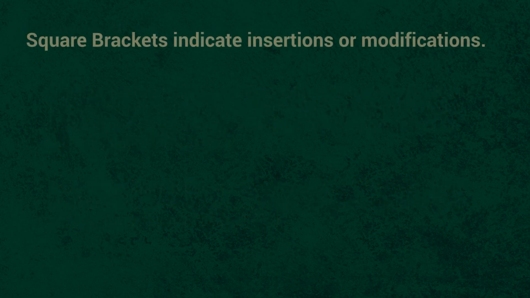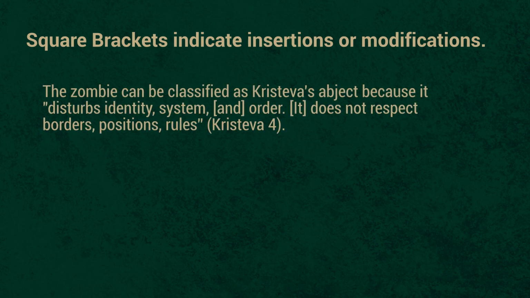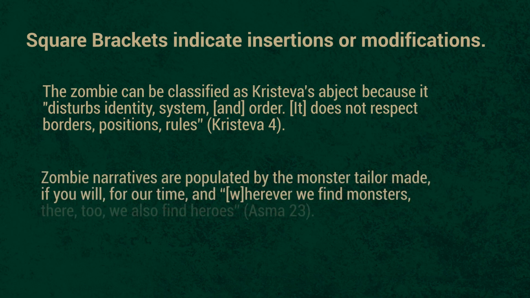Square brackets indicate insertions or modifications. You use them to add your own words or make changes within a quote to provide clarity or context. This is often done to correct grammar, add capitalization, or replace a pronoun for clarity. In this first example, I add words to make the words of Julia Kristeva work within the structure of my sentence. In the second example, I have used brackets to deal with a capitalization rule.